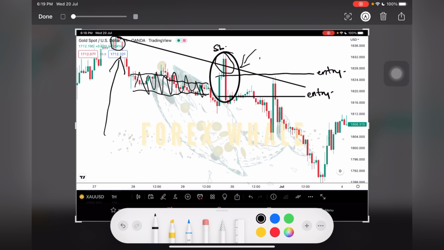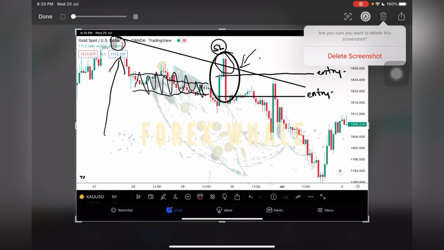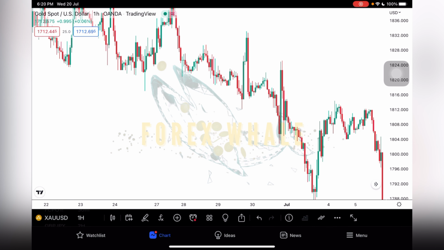So SL is still here. Take profit is usually 2 to 3 times your stop loss size, and your entry point is either immediately after the candlestick is formed, or at least wait for it to retest a little bit. Okay, so this is the second example for a bearish engulfing.